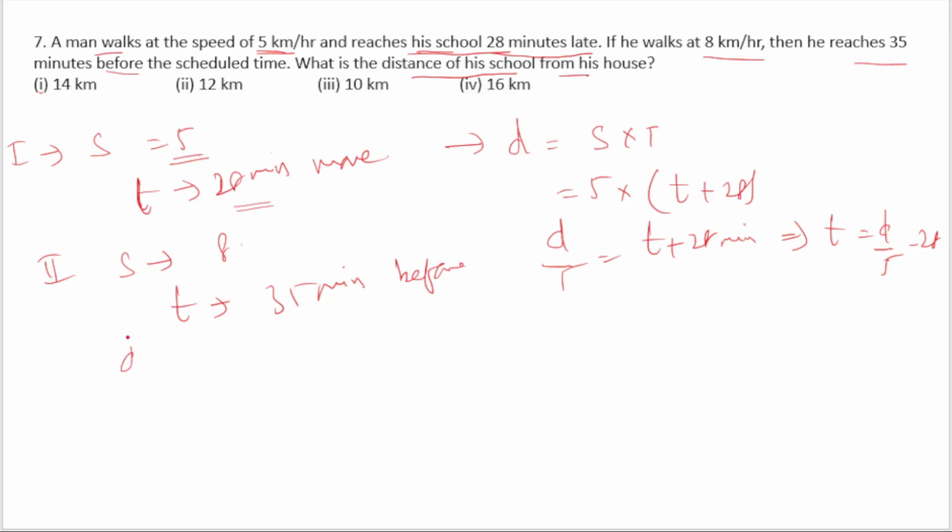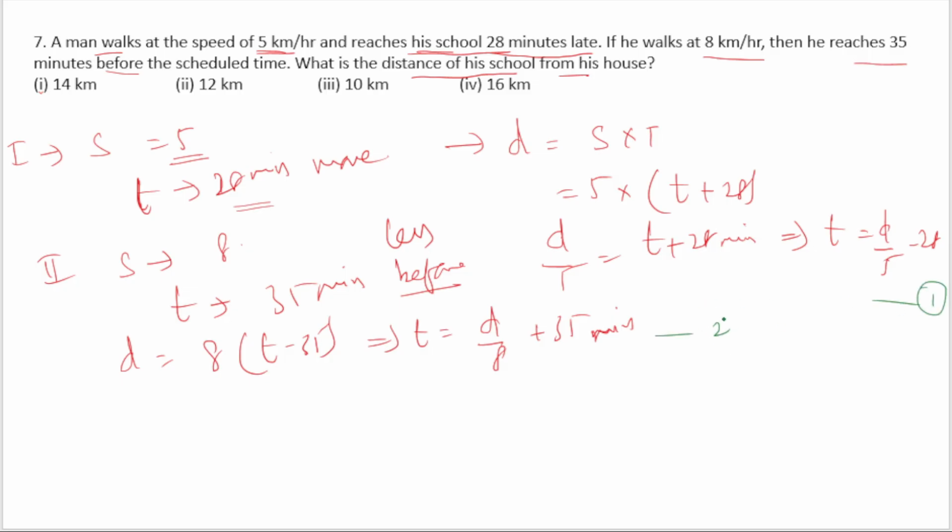And in the second case, distance is equal to speed, which is 8, and the time is 35 minutes before the scheduled time. So he took 35 minutes less than the scheduled time. So time is equal to T minus 35. Here if we simplify, T is equal to D by 8 plus 35 minutes. Here in the first equation we have this and in the second equation we have this one. We will equate these two. We will get D by 5 minus 28 is equal to D by 8 plus 35.